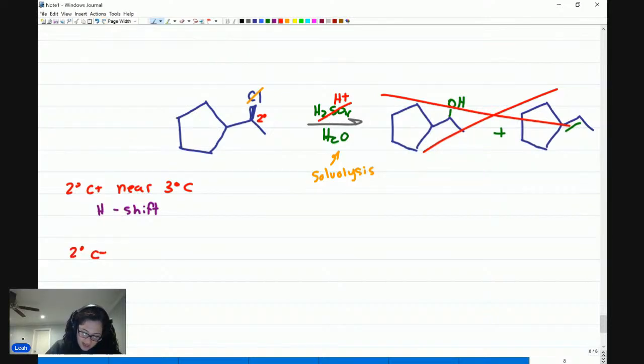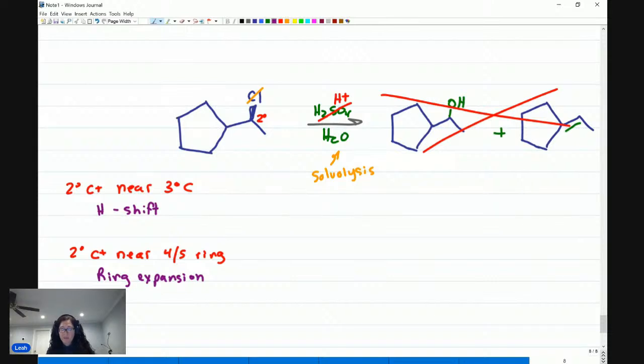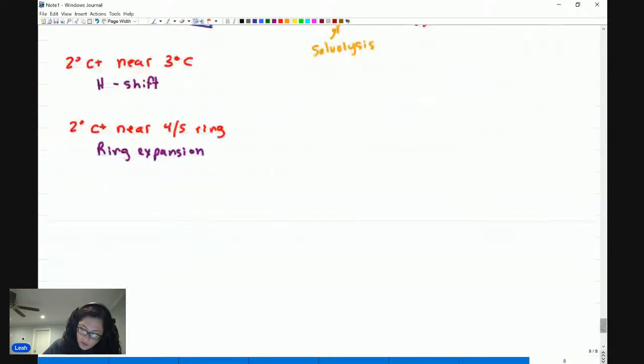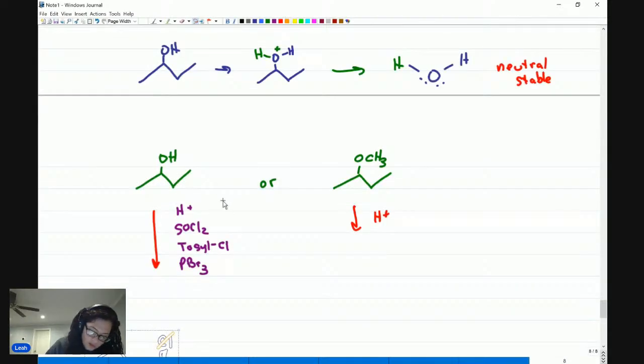If I have a secondary carbocation near a 5 or 4-membered ring, a 4 or 5 carbon ring, then I will have a ring expansion. That ring is going to take the opportunity to get more stable, to get bigger. And so what I have here, let's take a look at the mechanism so we can see, is as follows.